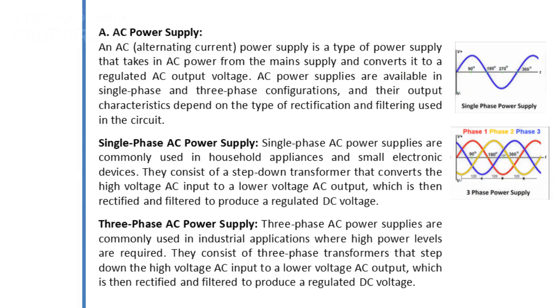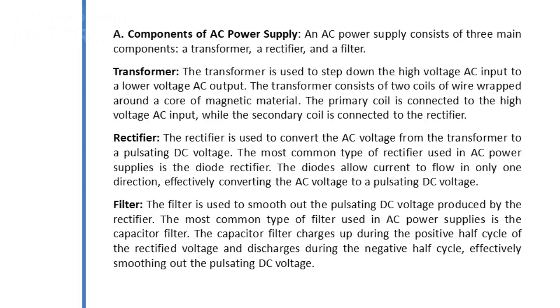AC power supplies convert AC power from the main supply to a regulated AC output voltage. They come in single-phase and three-phase configurations, each with specific rectification and filtering processes. An AC power supply consists of a transformer, rectifier and filter.